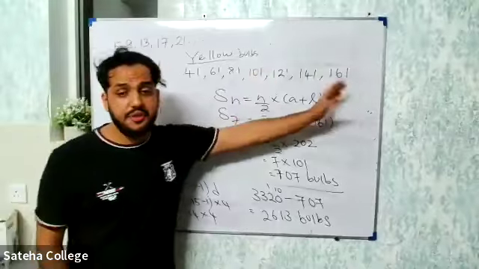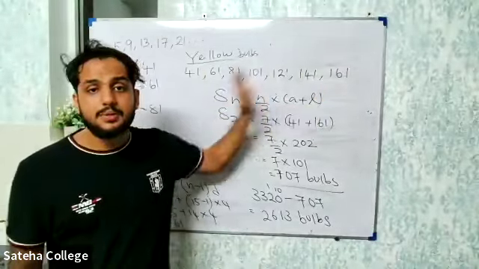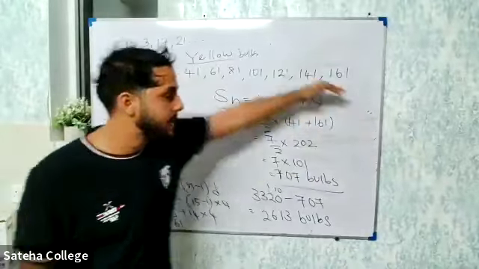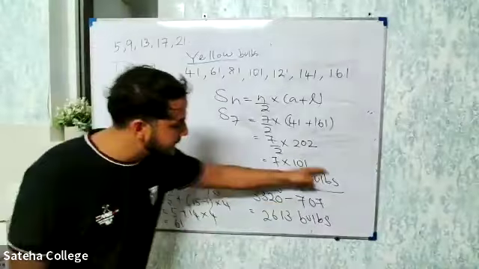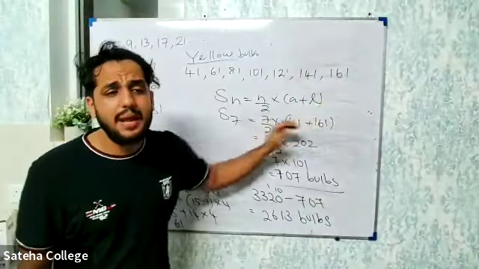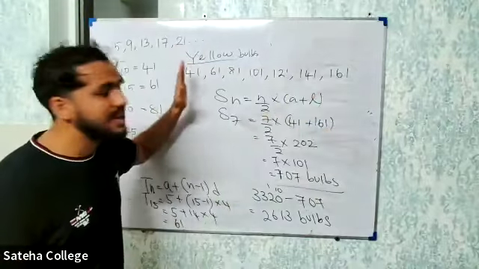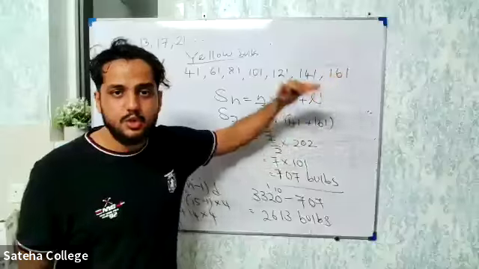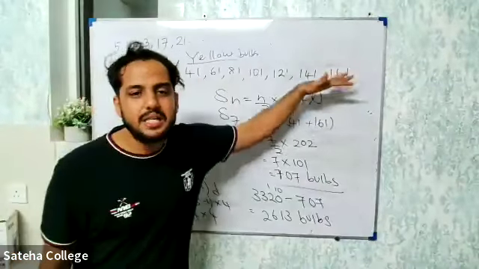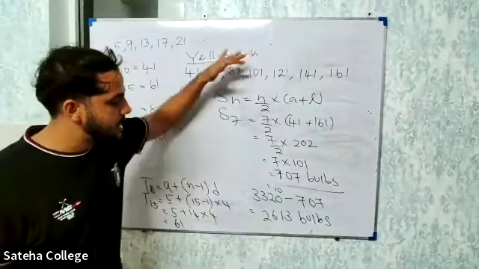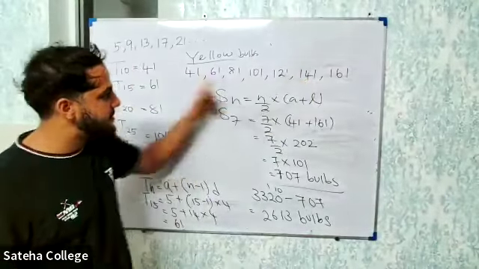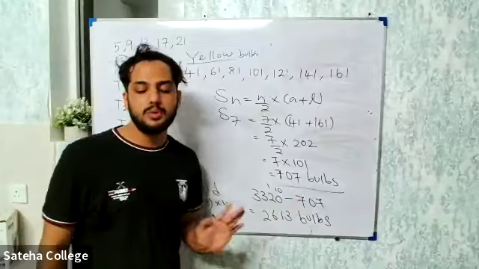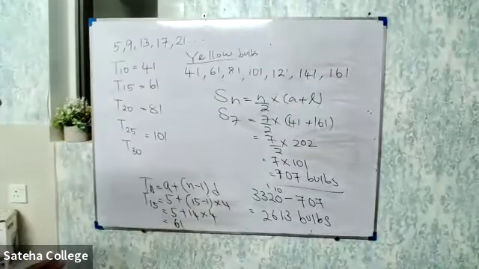After finding this out, the yellow bulbs form a new arithmetic progression. We can treat it as a new arithmetic progression and apply the Sn formula to get the total number of yellow bulbs. Applying the Sn formula simply means that, since it is difficult to add all these, you apply one equation to get the addition of everything. If you add everything, you'll get 707 bulbs. So total bulbs minus the yellow bulbs will give you the red bulbs. I hope that clears the doubt.